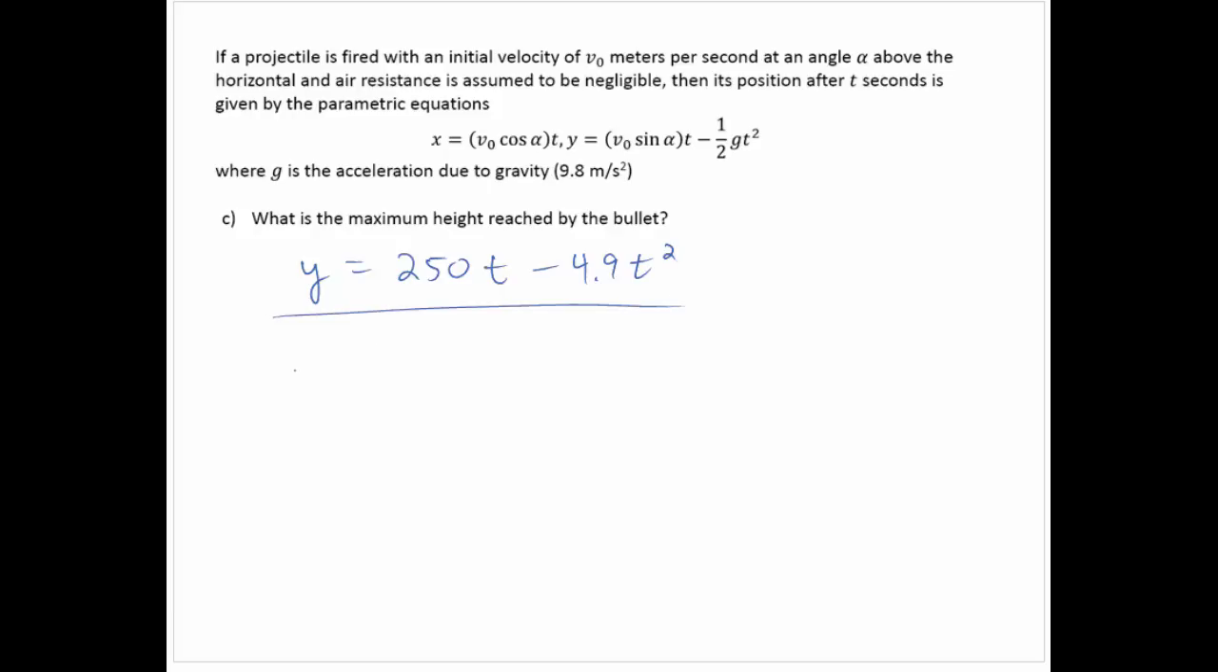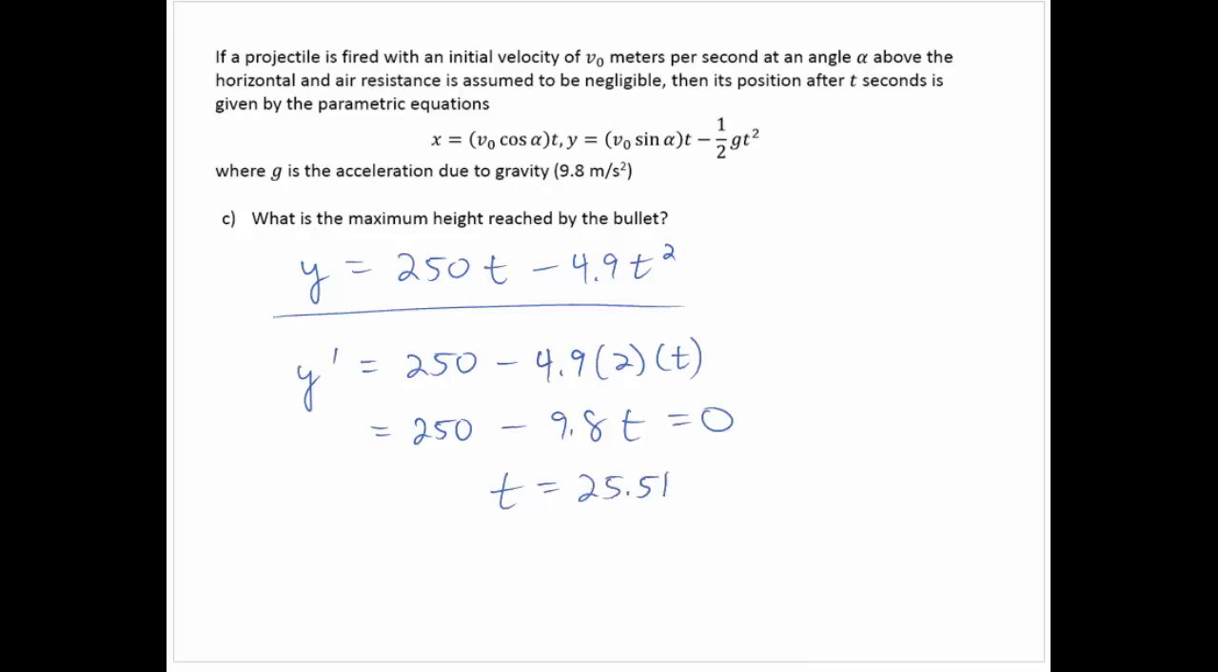y prime would be 250 minus 4.9 times 2 times t, calculating the derivative. So that's 250 minus 9.8t. And so then we set that equal to 0. And solving, we find that t is equal to 25.51 seconds. We can verify using the second derivative that the concavity is down, and so we know that that's a maximum.